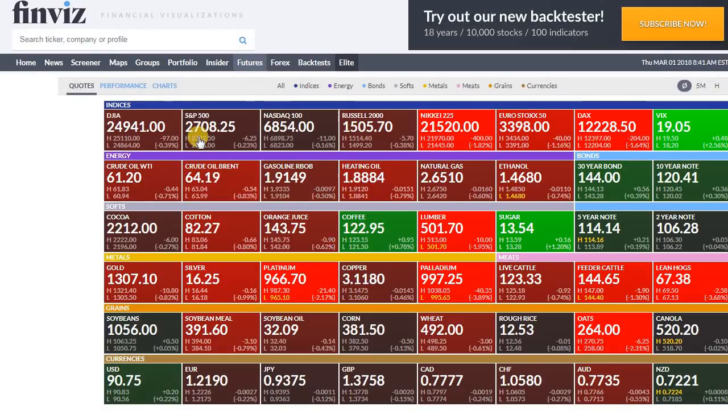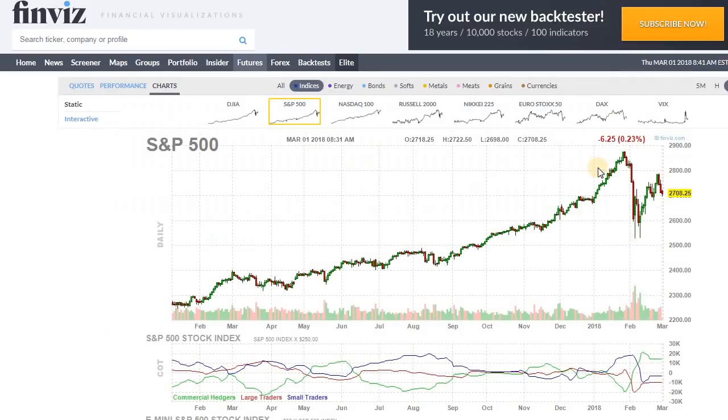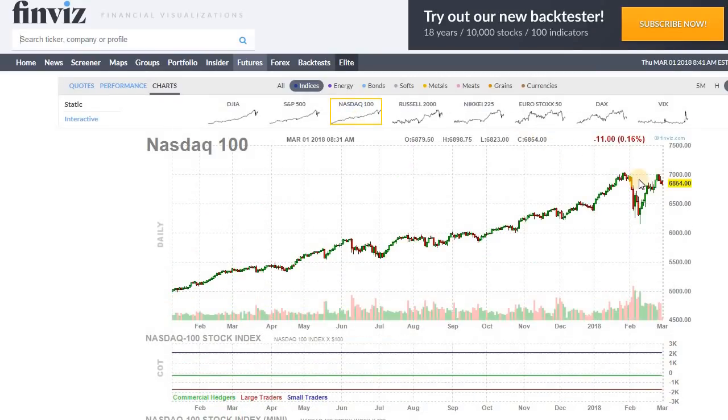There is some weakness, as there was a sell-off in the S&P 500, but we are coming to a very good support level right now at around 2,700. We want to make sure it's holding those support levels. NASDAQ, let's look at NASDAQ real quick. Again, it's coming to a support level around 6,800, so there is some support coming up.